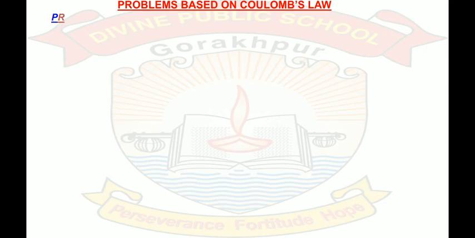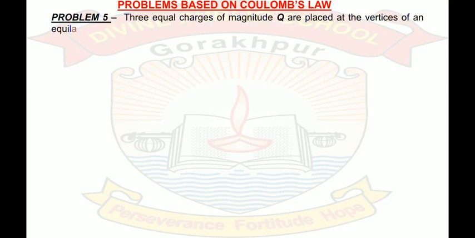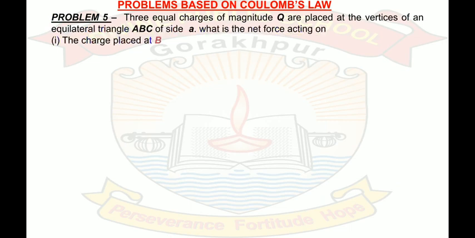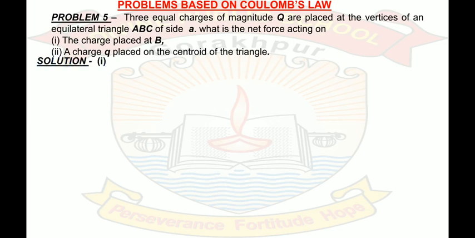The second question we are going to do is: three equal charges of magnitude plus q are placed at the vertices of an equilateral triangle ABC of side A. What is the net force acting on the charge placed at B and the charge q placed at the centroid of the triangle? This is the question. Let us solve it. First of all, we'll make the diagram. Let this be an equilateral triangle ABC. The charges are plus q, plus q, plus q, and the sides are A and A. These are the things which are given.